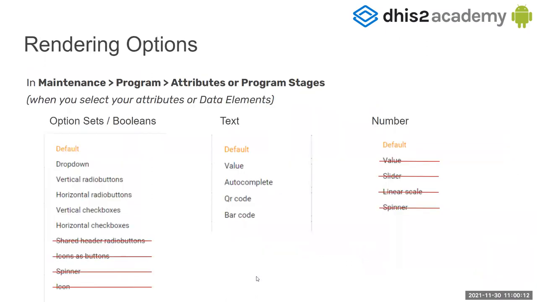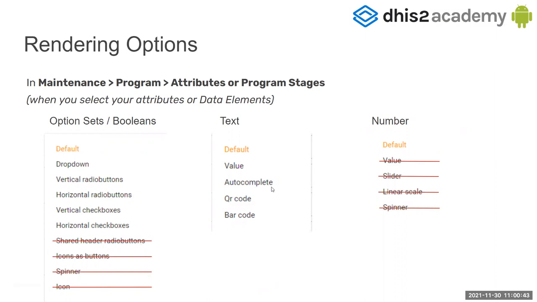So now, the web interface will give you the options. You don't need to remember all this, based on the value type of the data element or the attribute. However, it's going to give you a bit more options than the ones that we actually render. So you have here a list of the ones that will work, and the ones that are struck through with a red line are not available yet.